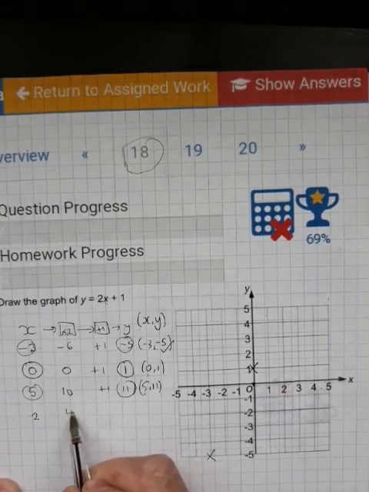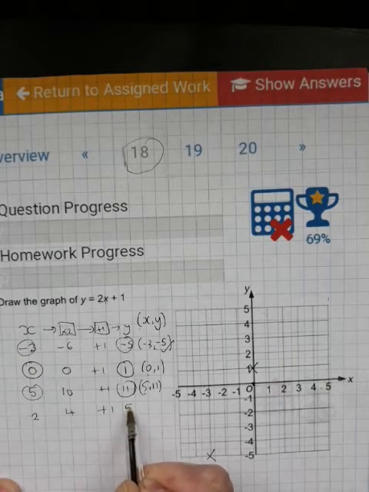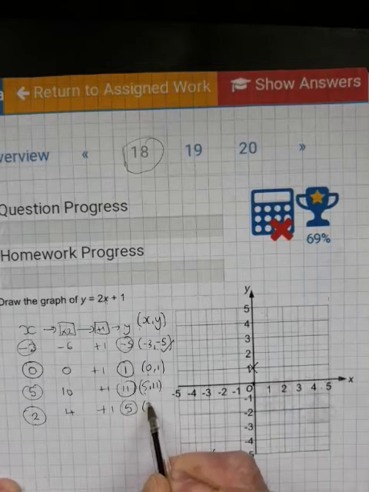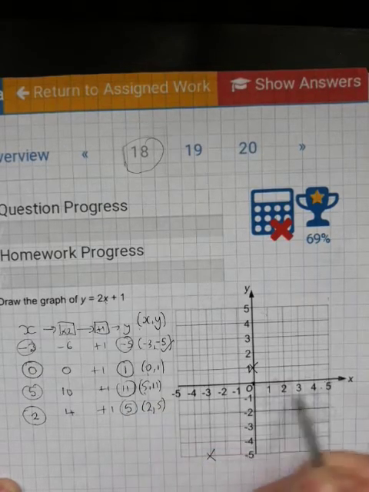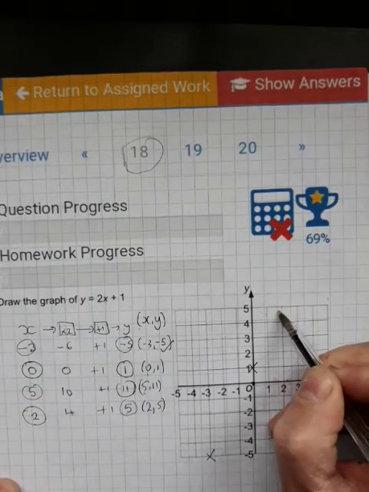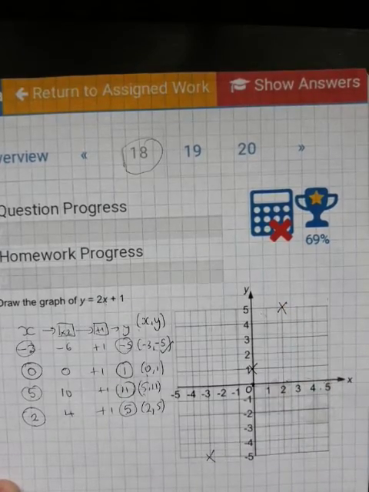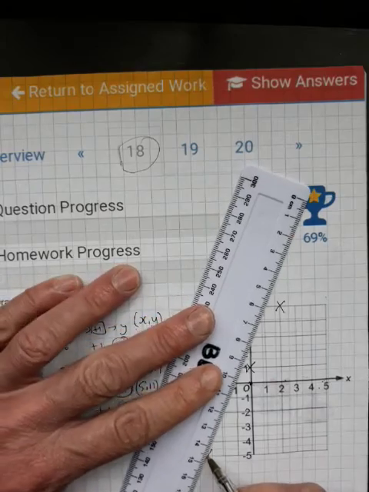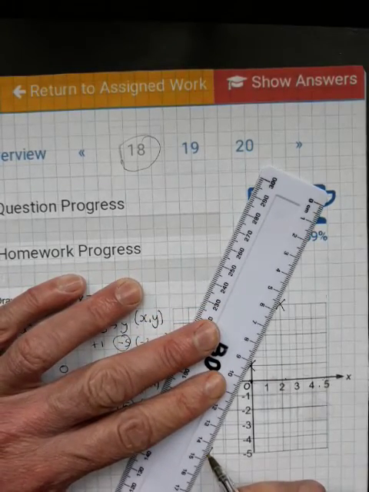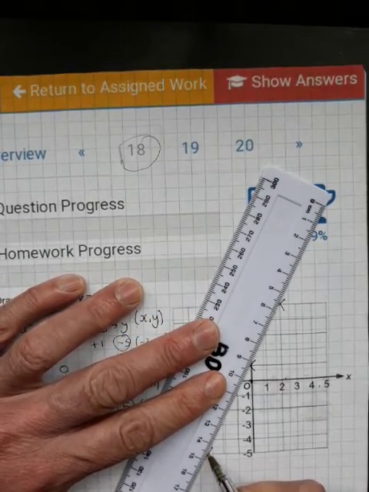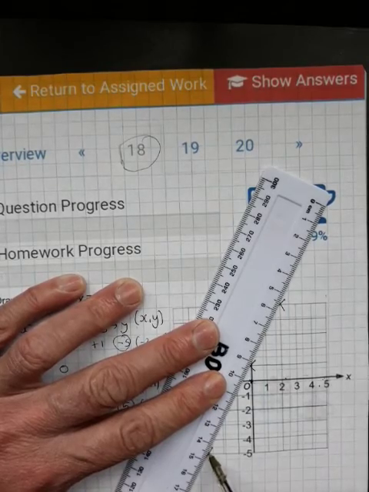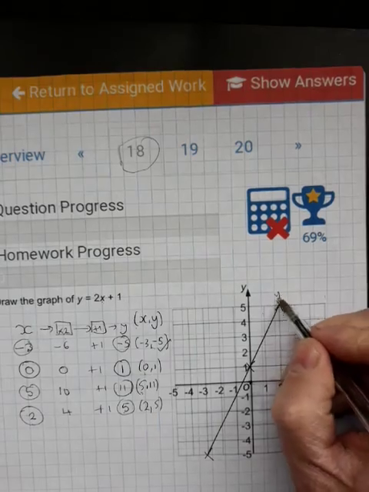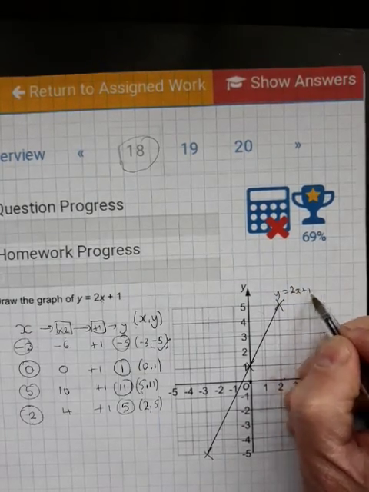2 times 2 is 4, plus 1 gives me 5. So now I've got 2 for my x, 5 for my y, 2, 5. 2 across, 5 up, and that's it. Now I've got my 3 points. All I have to do now is join them up. The reason we use 3 is that if we've made a mistake, one of them won't be in line. There's no mistake here, all 3 are in line. And that's my graph. Strictly speaking, we should label that y equals 2x plus 1.